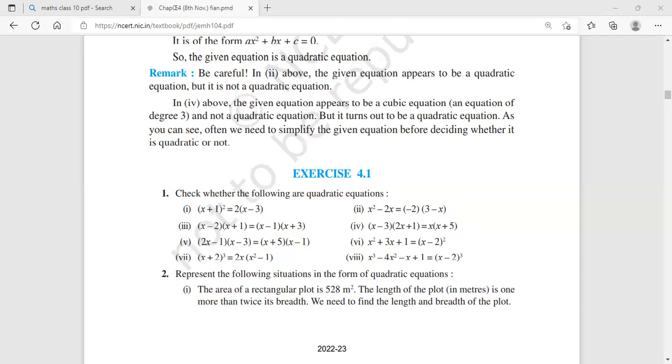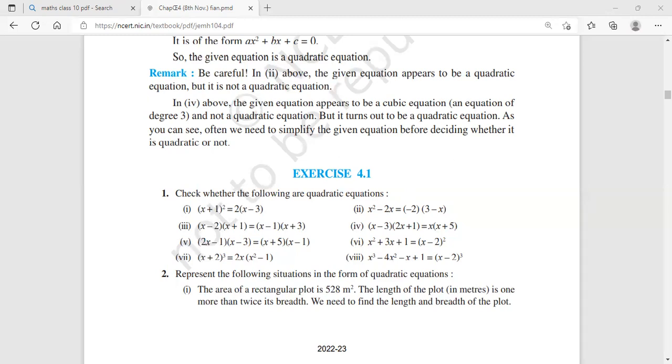So if you simplify, get all the right hand side terms to the left hand side, x square minus 2x, minus 6 to the other side will become plus 6, plus 2x to the other side will become minus 2x equal to 0. Therefore, it will become x square minus 2x will give you minus 4x plus 6 equal to 0. Again, this is a quadratic equation because the highest power or the degree is 2. Therefore, since the degree is 2, we can tell that it is a quadratic equation.